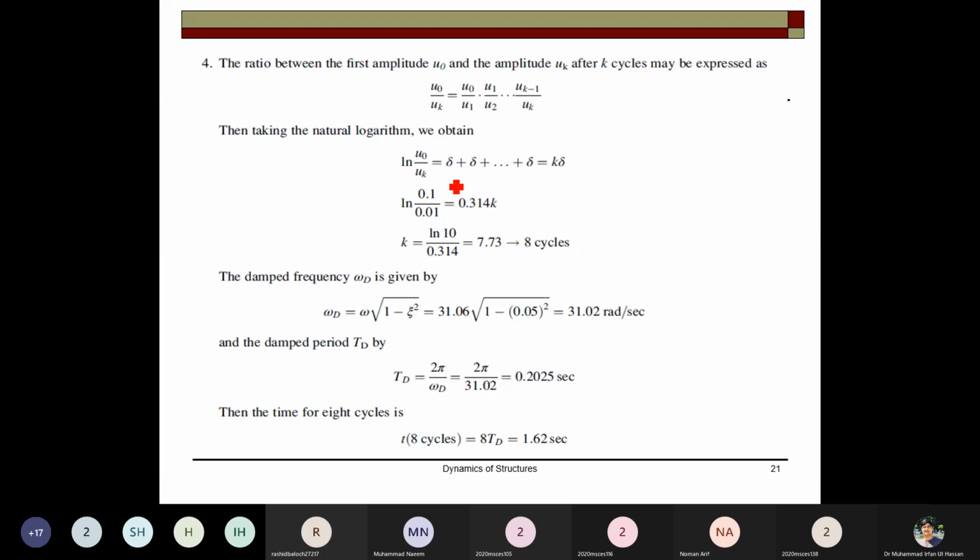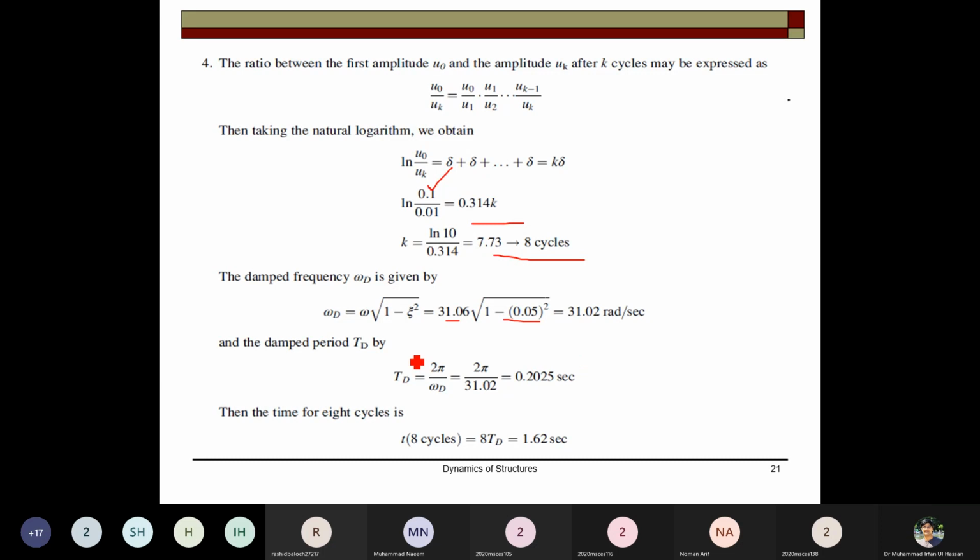So let's say the first value is 0.1 inches, and we have to see how many cycles are needed. You can use alternatively this formula also, the one which I used in the last example, and you can compute the number of cycles this way or that way. The log of this over this should be equal to 0.314. That value comes out to be zeta over the square root of 1 minus zeta squared. And the damped frequency is given by omega into the square root of 1 minus zeta squared. So these values are given, and we can compute the damped frequency.